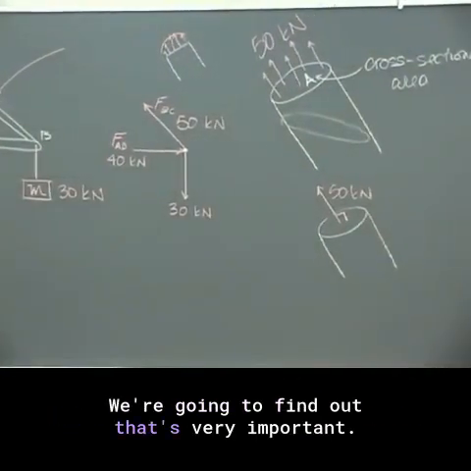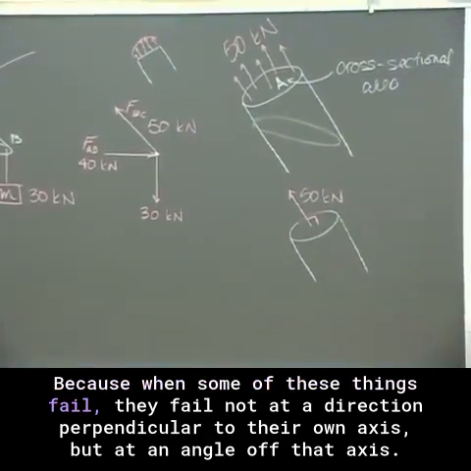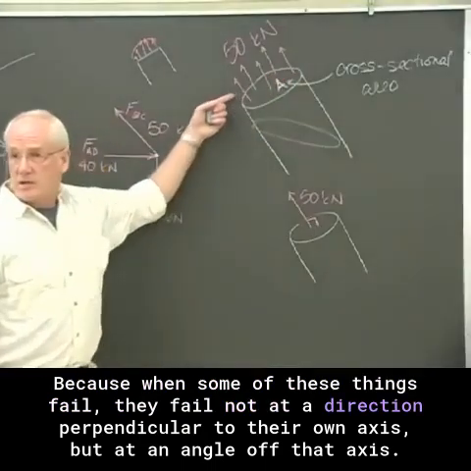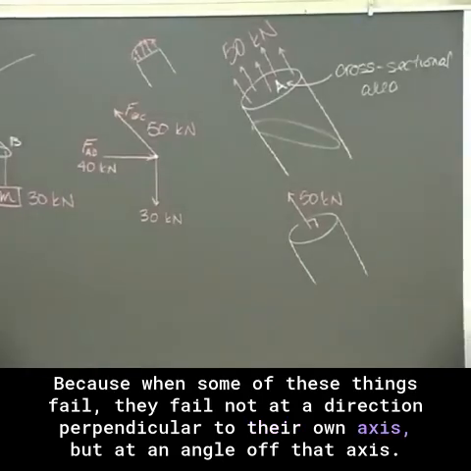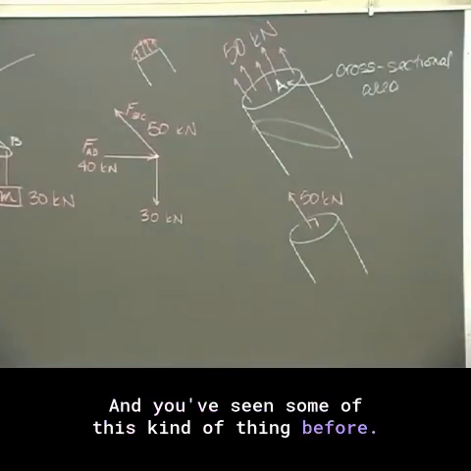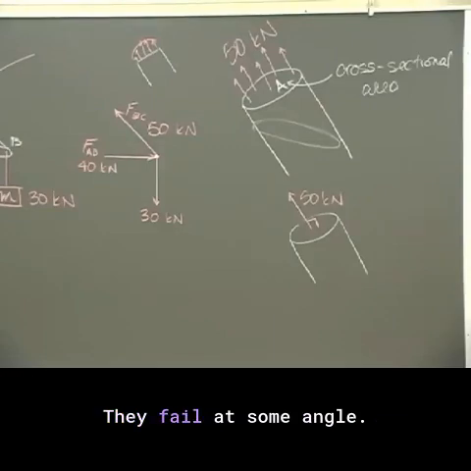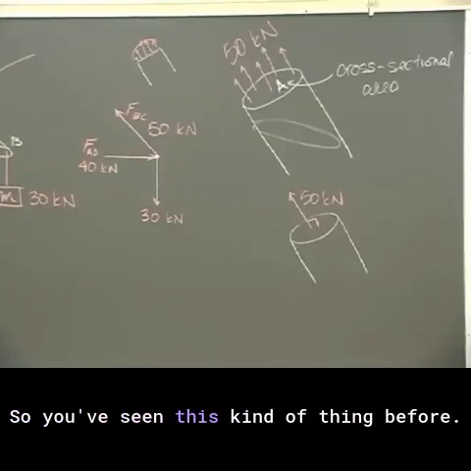We're going to find out that's very important, because when some of these things fail, they fail not at a direction perpendicular to their own axis, but at an angle off that axis. And you've seen some of this kind of thing before. When pieces fail, they don't fail in a nice cut across the piece. They fail at some angle across the piece itself. So you've seen this kind of thing before.